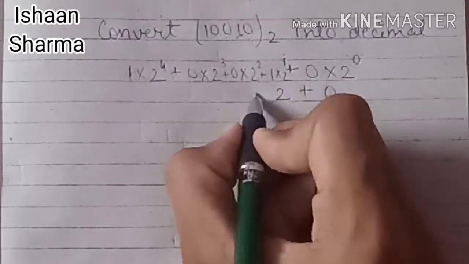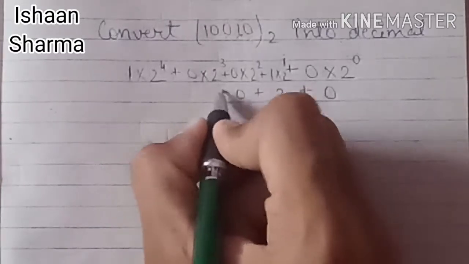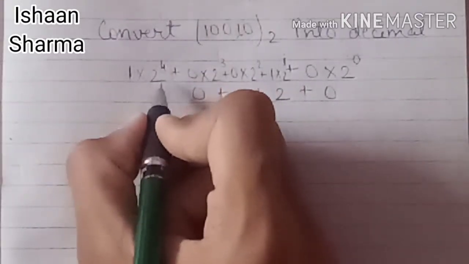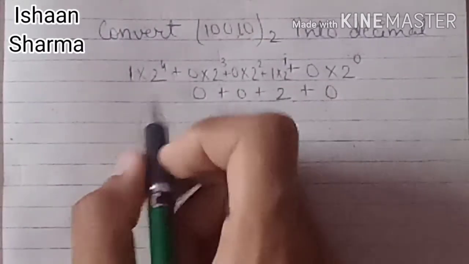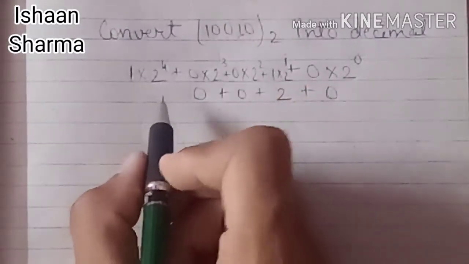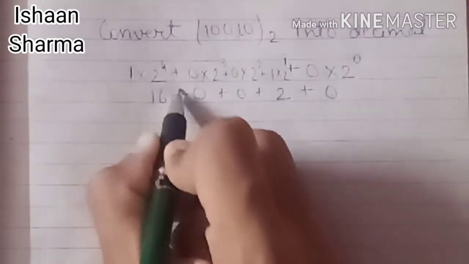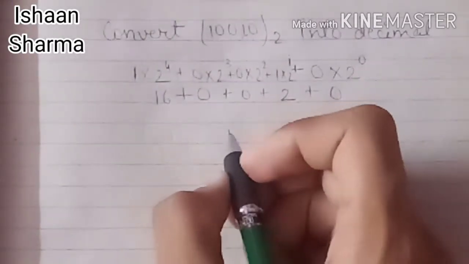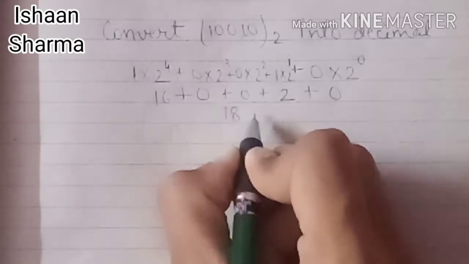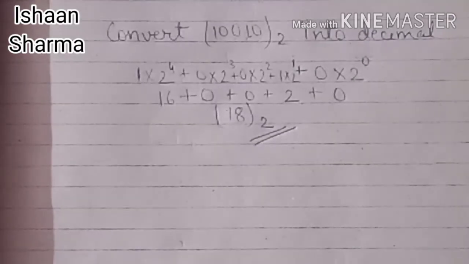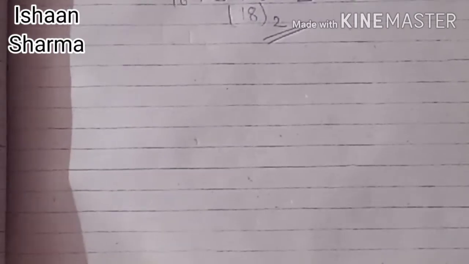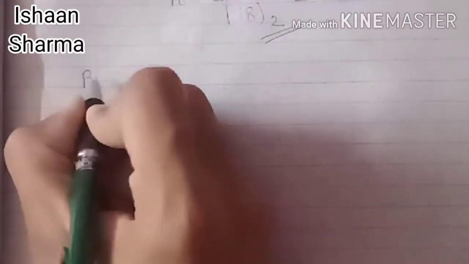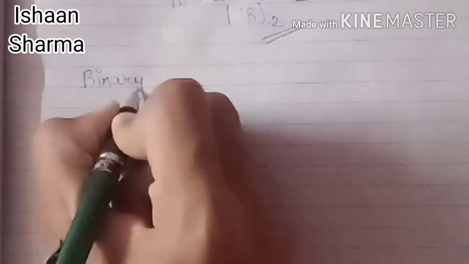So 1 into 2 to the power 1 is 2, plus 0, and 2 to the power 4 is 16. 2 to the 4, 4 to the 8, and 8 to the 16. So 16 plus 2 is 18, 18 with base 10. Here it is 10 in place of 2, I made a mistake.